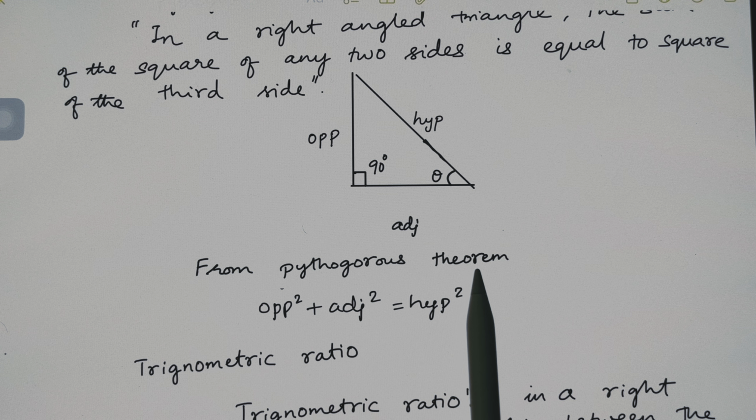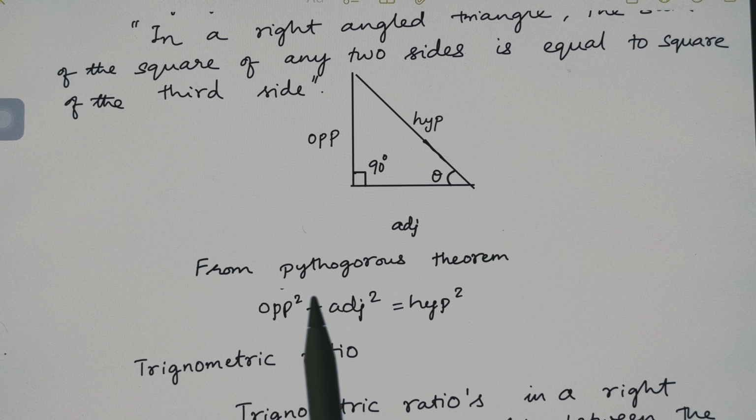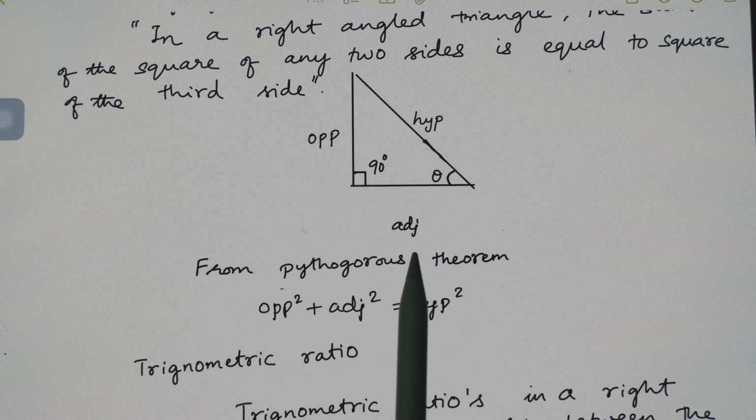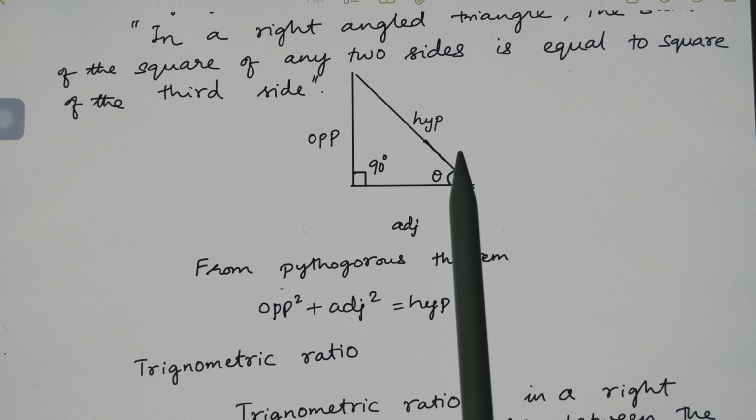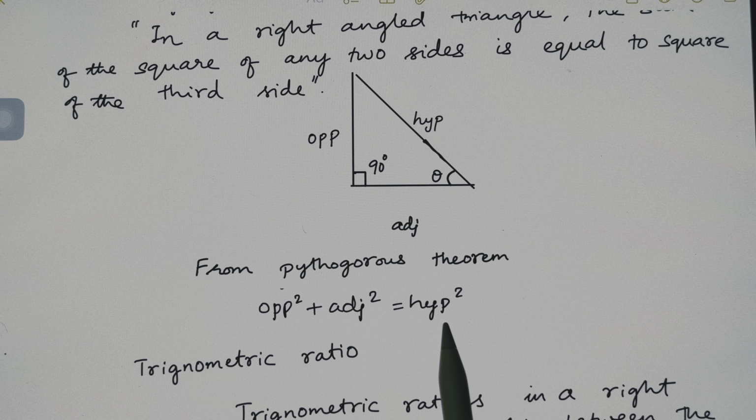From the Pythagoras theorem, the equation formed is a sum. Sum means you have to add the squares of any two sides. So that is opposite square plus adjacent square, which is equal to the square of the third side. The third side is the hypotenuse, so that is equal to hypotenuse square. So this completes the Pythagoras theorem in equation form.